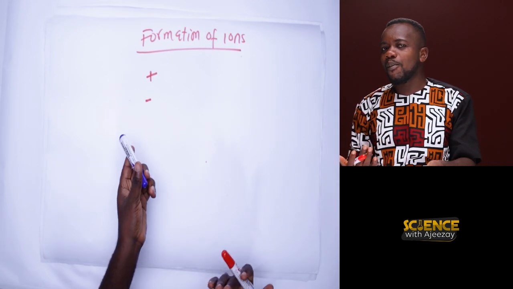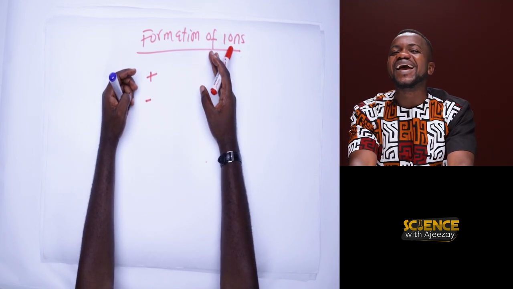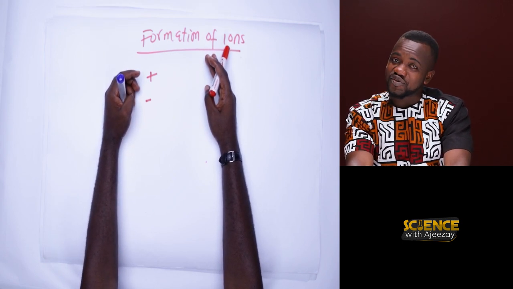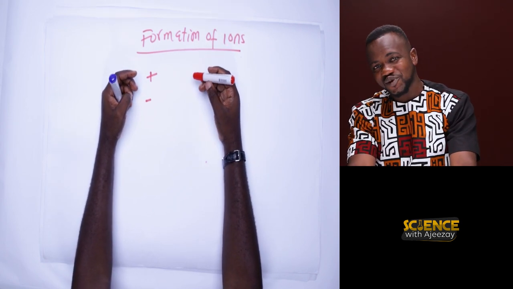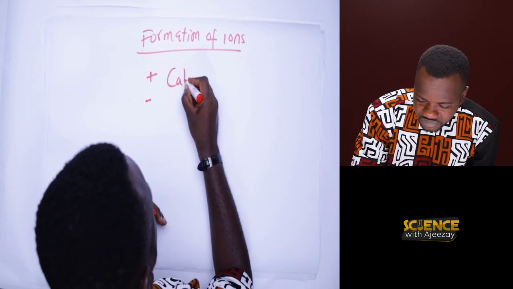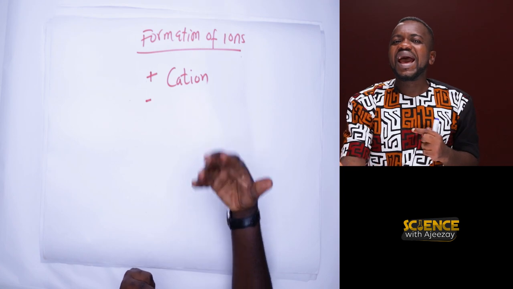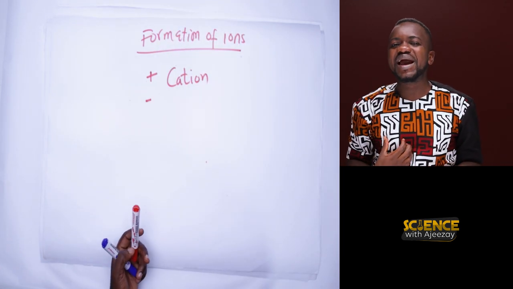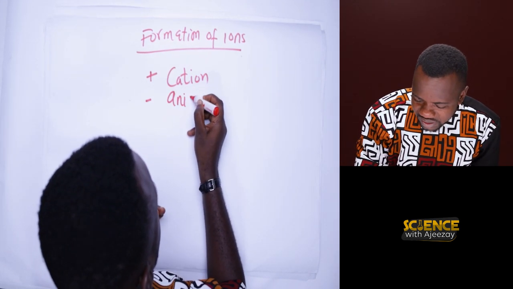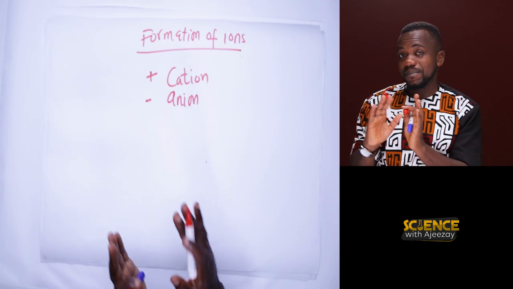When an atom loses electrons, it becomes a positively charged atom. Clear? When an atom loses electrons, it becomes a positively charged atom, and we call that cation. On the other hand, when an atom gains electrons, it becomes negatively charged, and we call that anion. So cations plus, anions minus.